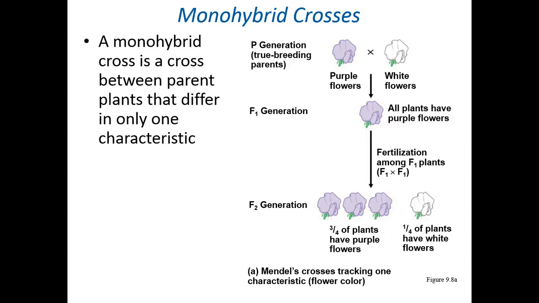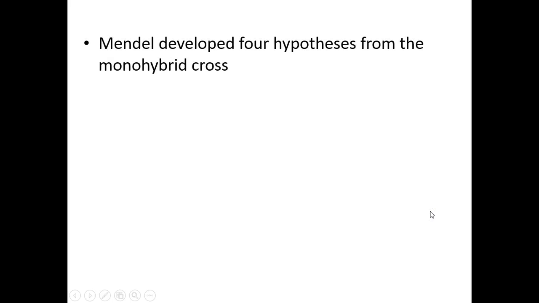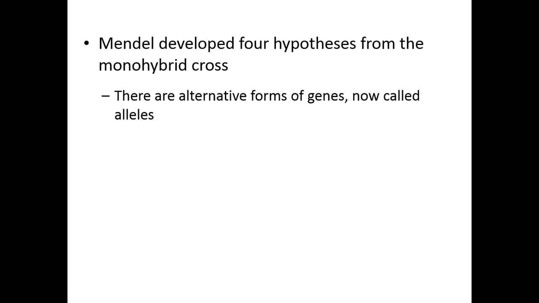So we would call that a monohybrid cross. So that's a cross between parents that differ only in one characteristic. So that allows you to follow that one characteristic. And Mendel's monohybrid crosses would always result in the F1 generation having all the plants resembling the dominant characteristic, and then when you crossed F1s with other F1s, you would end up with a 3-to-1 ratio of the dominant character to the recessive character. He developed some hypotheses from this monohybrid cross.